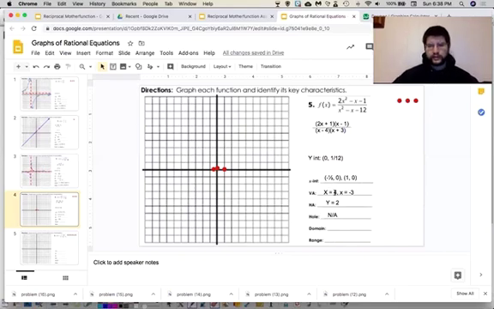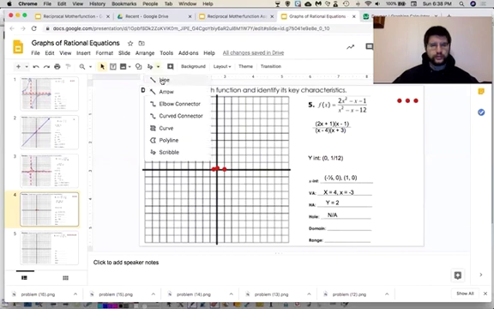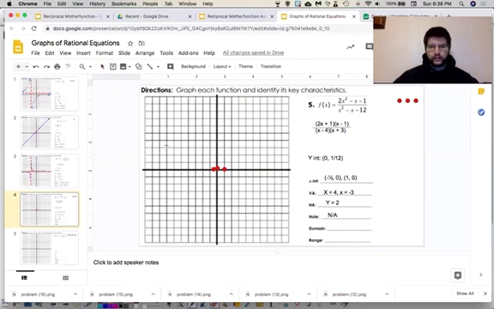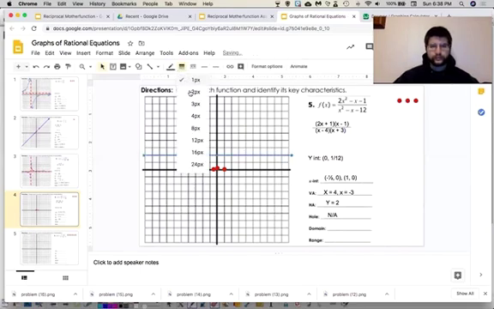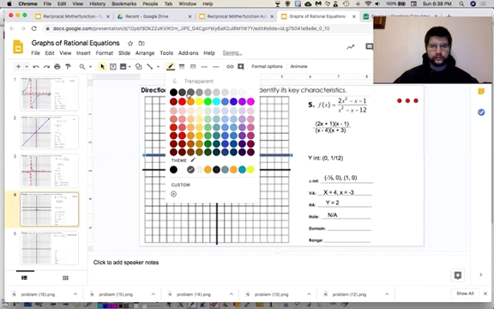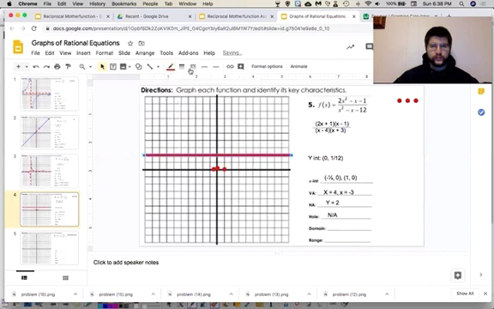Plot my asymptote. Let's see, y equals 2. I'm just using red for my asymptotes just to make it consistent. 4 and -3. I'll start with -3. Oh, nice.